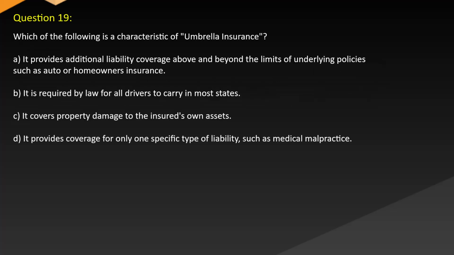Question 19. Which of the following is a characteristic of umbrella insurance? A. It provides additional liability coverage above and beyond the limits of underlying policies such as auto or homeowners insurance. B. It is required by law for all drivers to carry in most states. C. It covers property damage to the insured's own assets. D. It provides coverage for only one specific type of liability, such as medical malpractice.